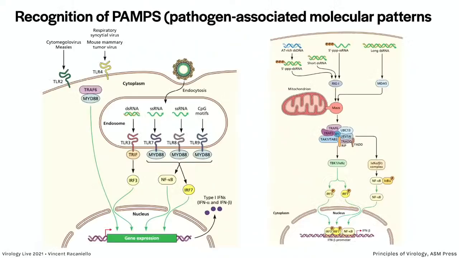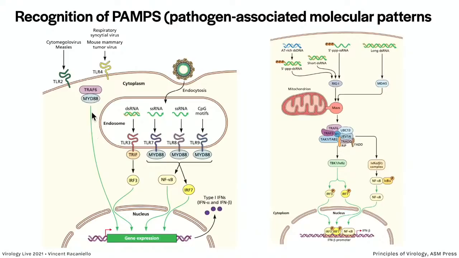So here we have on the left, this is how PAMPs are recognized by toll-like receptors. So TLR2, TLR4 are plasma membrane TLRs. They can recognize proteins of viruses. For example, CMV, measles virus, RS virus, MMTV, these recognize them. And when they recognize or bind to a viral protein, that initiates a signaling cascade, which goes through a set of proteins that are shown here.